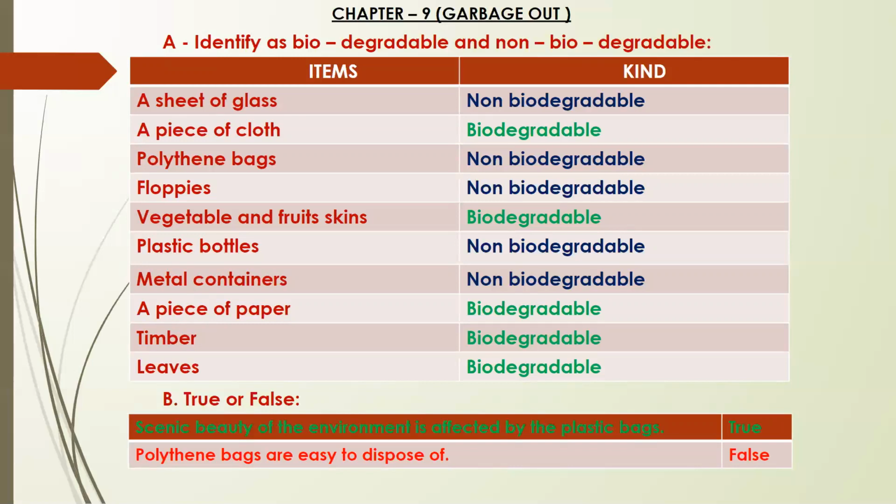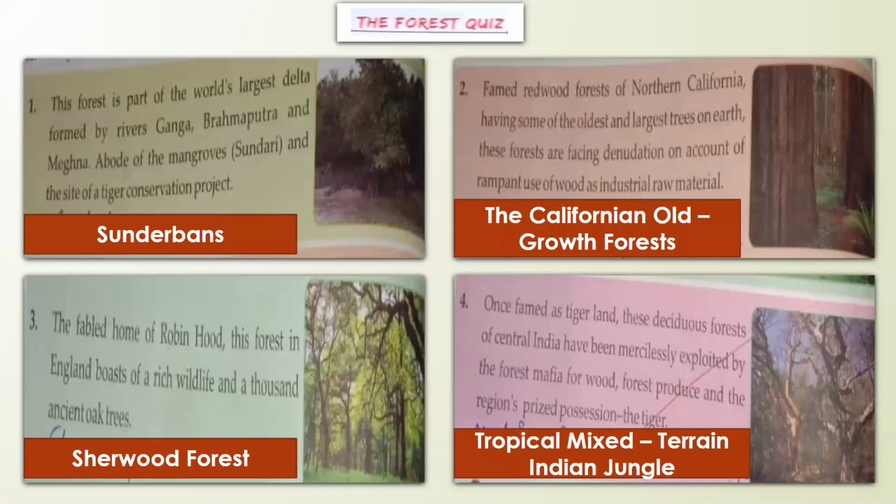Now exercise B, true or false. First, scenic beauty of the environment is affected by plastic bags. This is true. Next, polythene bags are easy to dispose of. This is false. These are not easy to dispose of. Next chapter is the Forest Quiz.